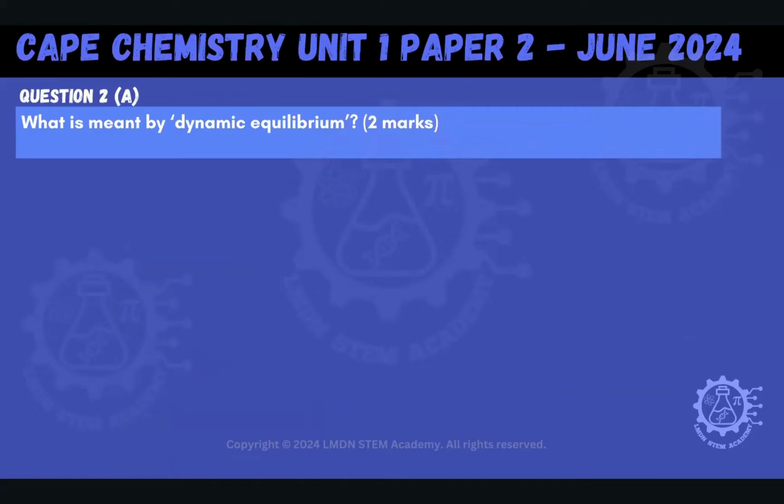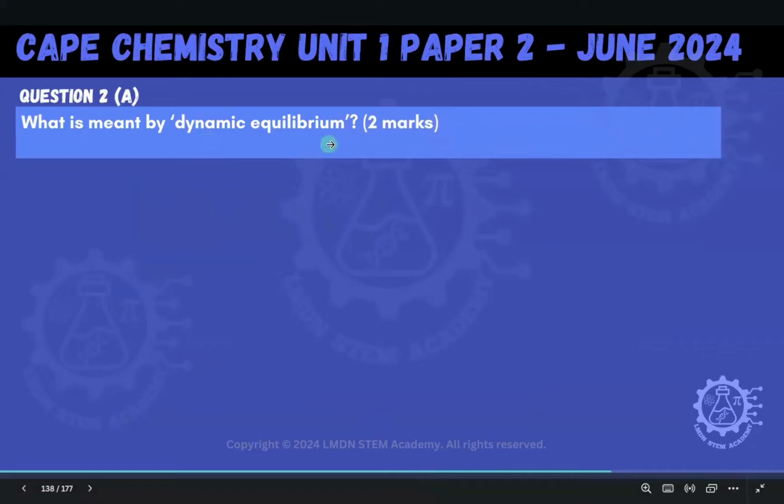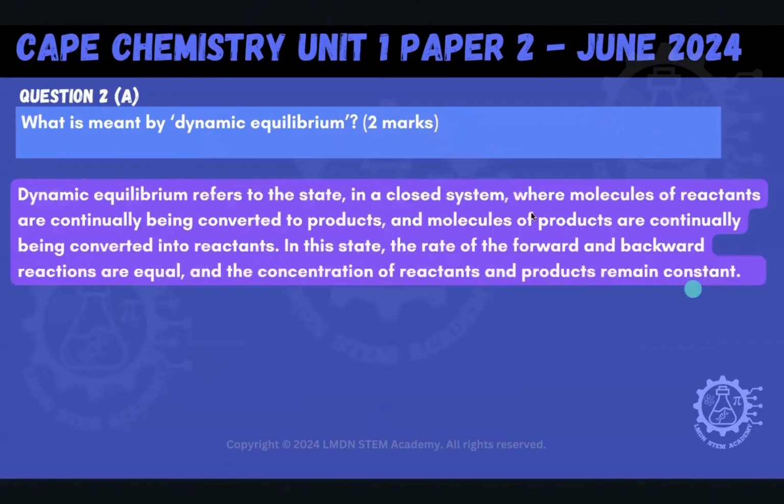In this video, we will be working through the Module 2 question from the CAPE Chemistry Unit 1 Paper 2 from June 2024. So this is question 2, and 2 part A says, what is meant by dynamic equilibrium?